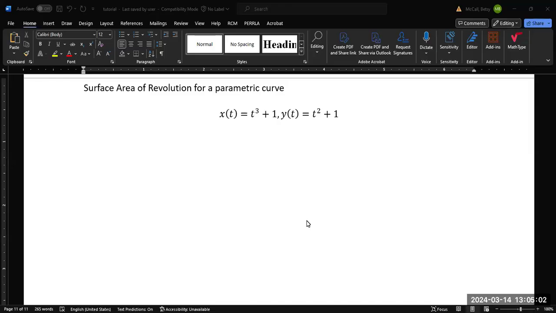Okay, so in this video, we're going to be looking at finding the surface area of revolution for a parametric curve. And so here's my example, my parametric function. X of t is t cubed plus 1, and y of t is t squared plus 1.